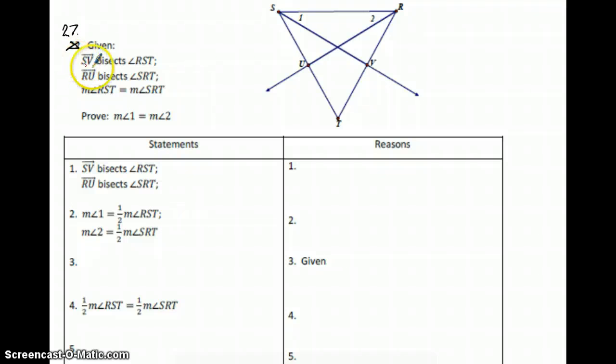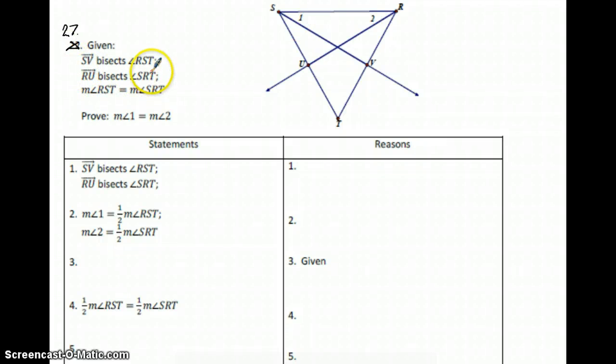I'm given all this stuff. SV is a bisector of RST. RU is a bisector of SRT. Well, I really want to mark that. SV is a bisector of this stuff because the definition of bisector would tell me that these two are the same. I bet you that's in the proof somewhere. Where is it? Oh, it's not in there. Well, that's a bummer. Okay, maybe I don't need that.